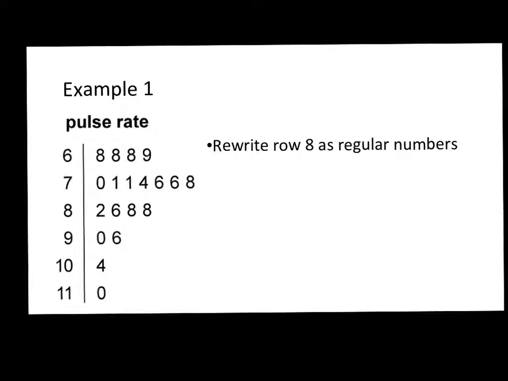I asked you guys to rewrite row 8 as regular numbers. So row 8 is right here. We're going to start with 8 in the tens place. And we have 4 different values that are in the 80s here. So the first number is 82. The second number is 86. And then we have 88. And we have one more 88.